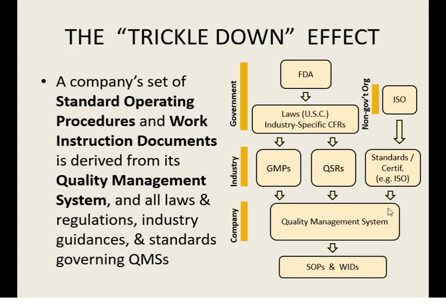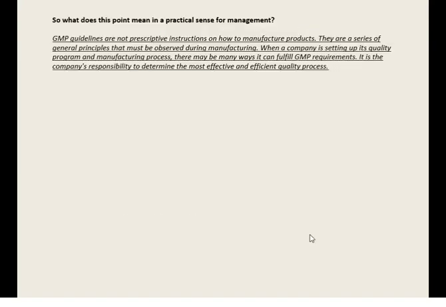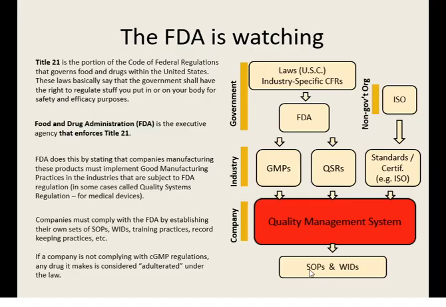So how do you do that? Well, you create SOPs and WIDs. These are basically standard operating procedures, right? And these are workflow ways in which your employees are working. So the management, they know how things are supposed to run, but how do you communicate that to your employees?